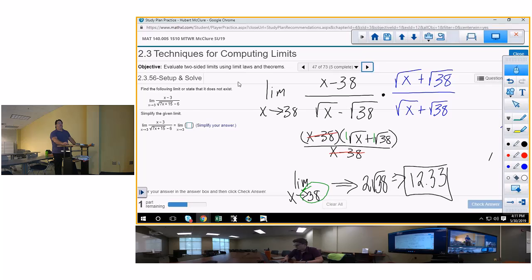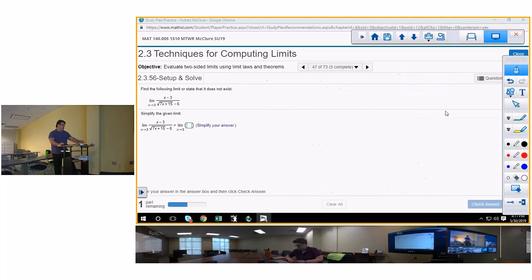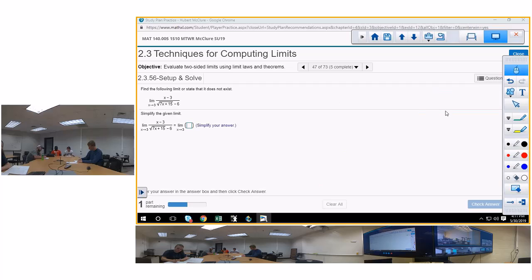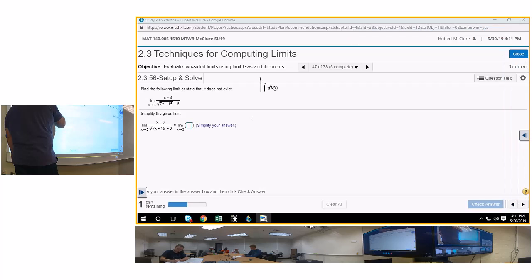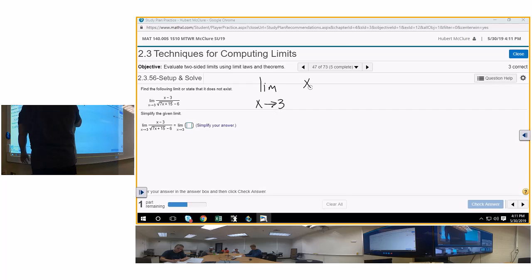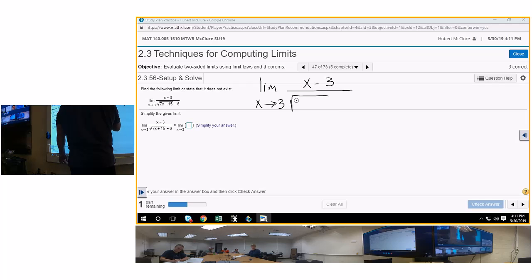Conjugate. You're going to multiply the top and the bottom by the square root of 7x plus 15 plus 6. So let's do that one. I'll write it on the board. So limit as x approaches 3 of x minus 3 over the square root of 7x plus 15 minus 6.